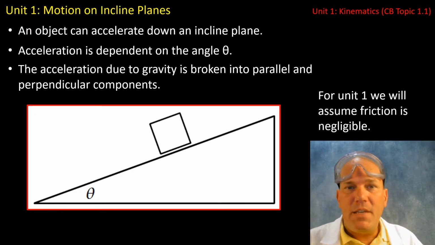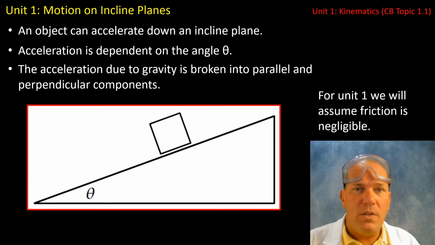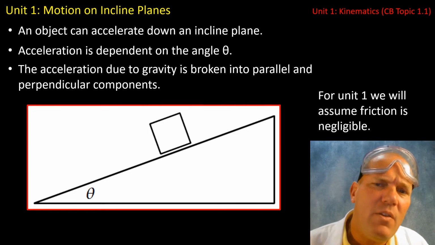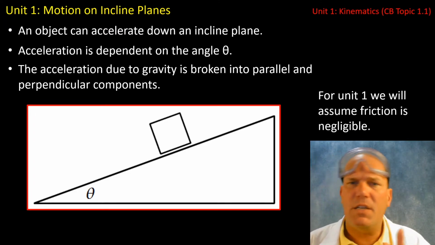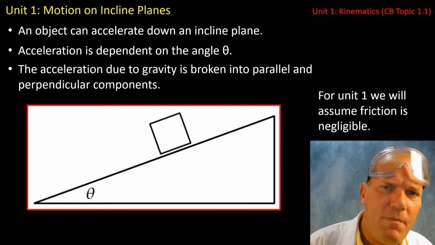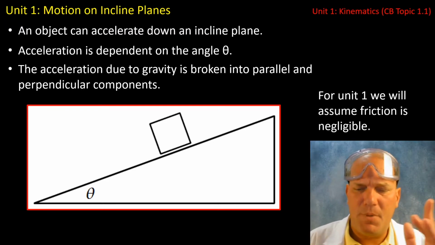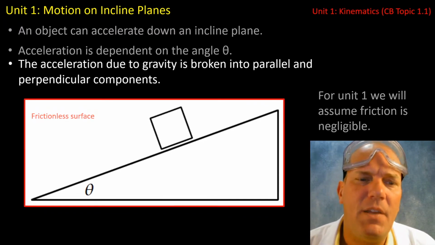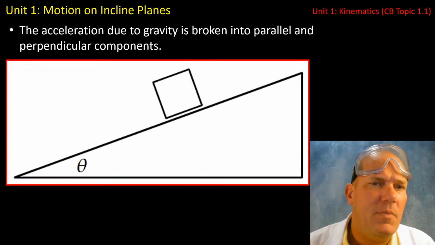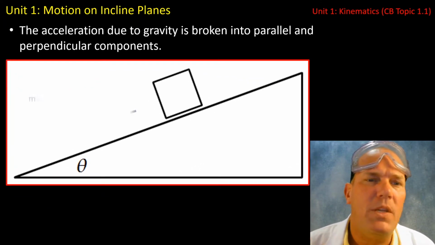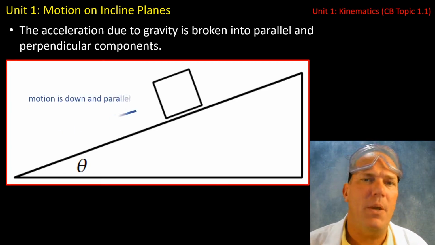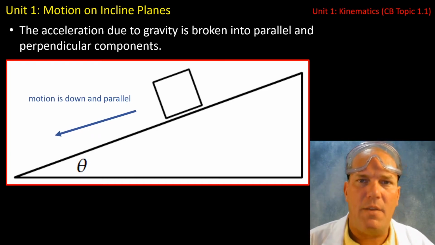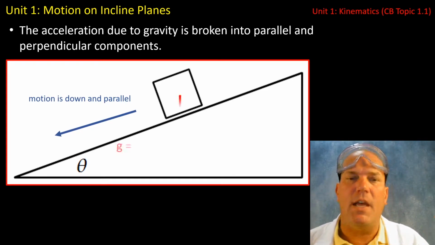The acceleration due to gravity, or little g, is essentially broken into what we call parallel and perpendicular components, and those are with reference to the inclined plane. On a frictionless surface, this object will slide down, and its acceleration is broken into parallel and perpendicular components. So we describe the motion of this object as down and parallel to the incline.